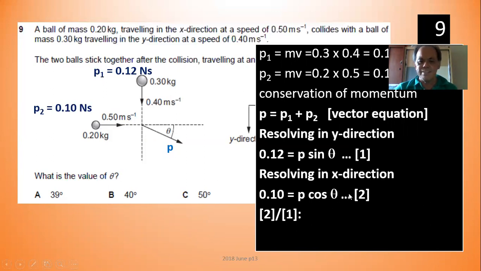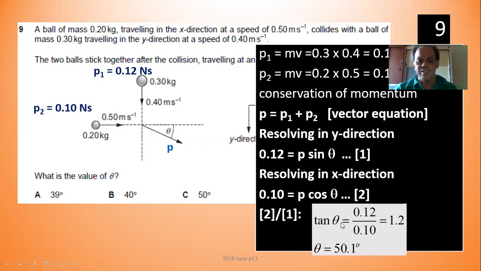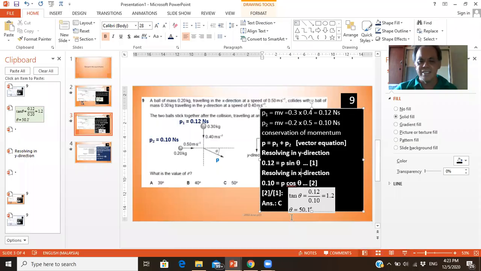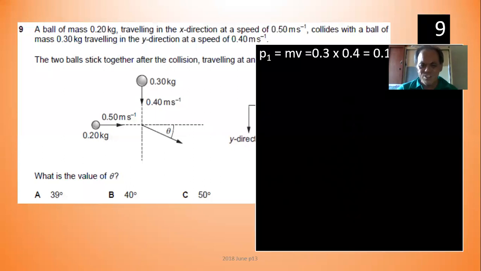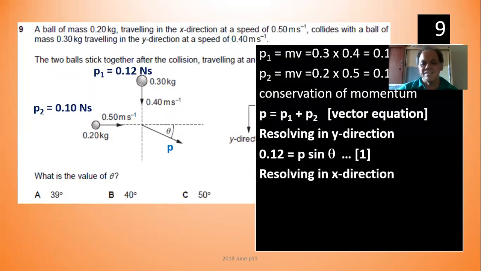And 2 divided by 1. So you come back to the same thing as previously: tangent theta, sine theta over cos theta. Sorry, did I do something wrong? Sorry, 1 divided by 2, not 2 divided by 1. Sorry. 1 divided by 2. Yeah, maybe take a few more steps if you use the component method.